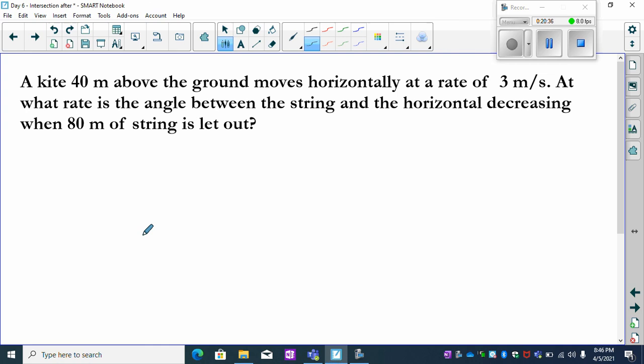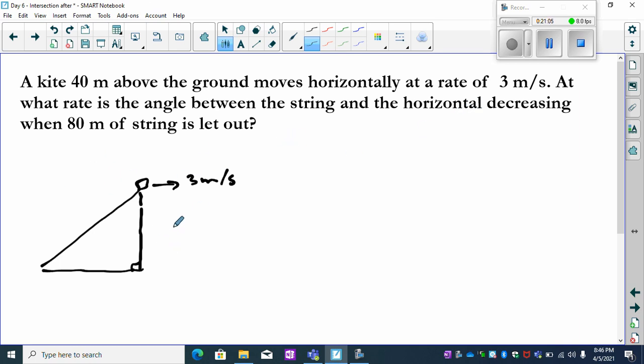So kite 40 meters above the ground. So here's my kite. It's 40 meters above the ground. And it moves horizontally at a rate of 3 meters per second. So it's going this way at 3 meters per second. What rate is the angle between the string and the horizontal decreasing when 80 meters of string is let out?